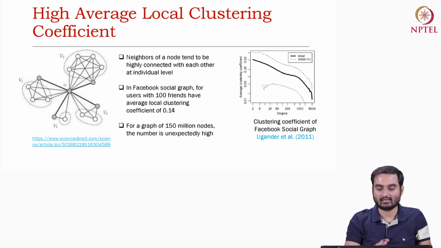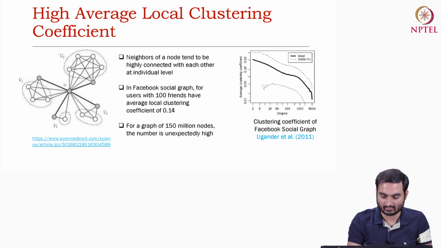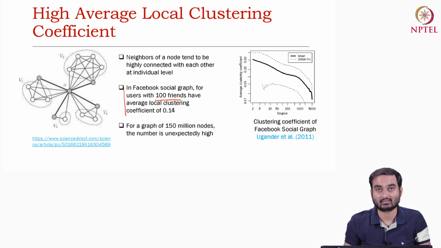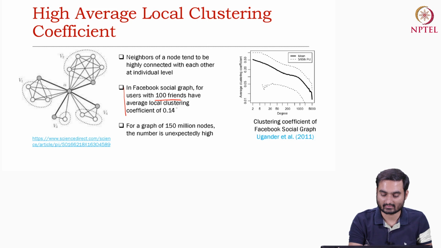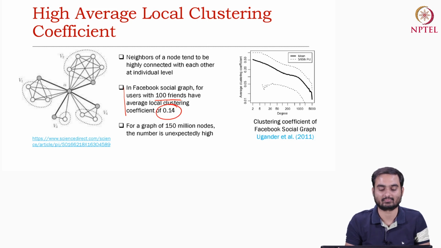So, high average local clustering coefficient we discussed. It turned out that in the massive Facebook network, with users having on average 100 friends, the clustering coefficient is still 0.14, which is pretty large. In fact, for a graph with 150 million nodes, the local clustering coefficient is unexpectedly very high.